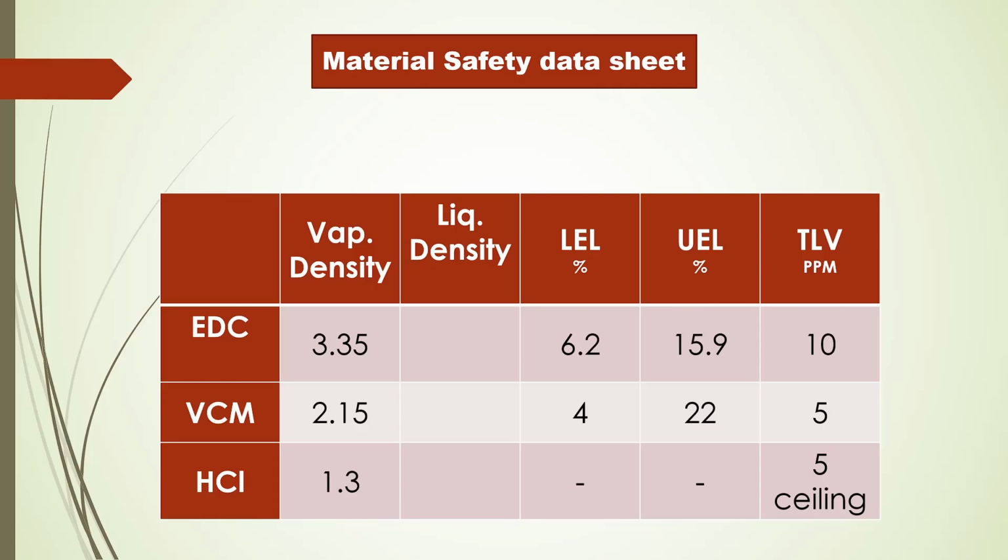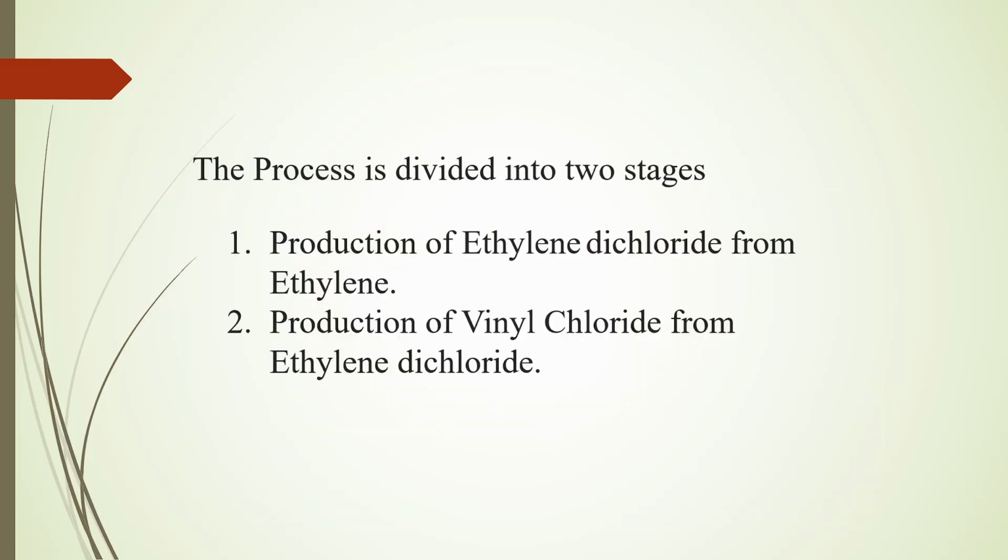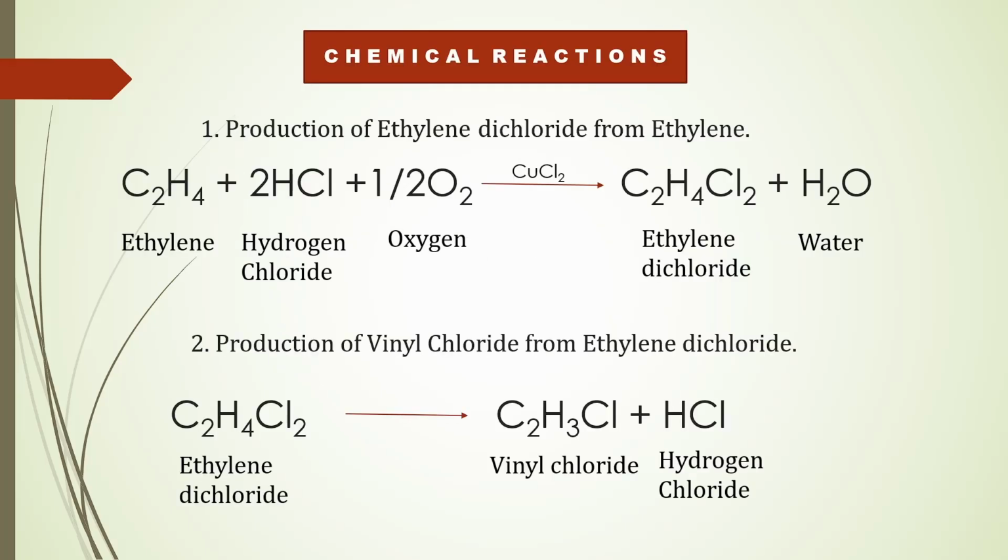It is shown here. Now, our process is divided into two stages. First is production of ethylene dichloride from ethylene, and second is production of vinyl chloride from the ethylene dichloride. Now, here are the two processes. Here are the two reactions which will happen in the process. First, in the first process, the ethylene gets react with hydrogen chloride and oxygen to form ethylene dichloride plus water with the help of catalyst CuCl2. And another reaction is ethylene dichloride is decomposed, or you can say cracked, into vinyl chloride plus HCl.